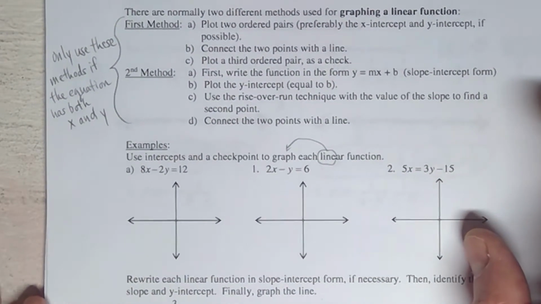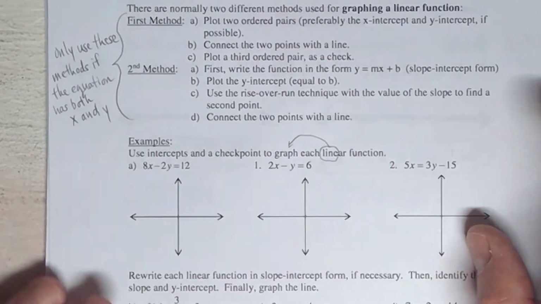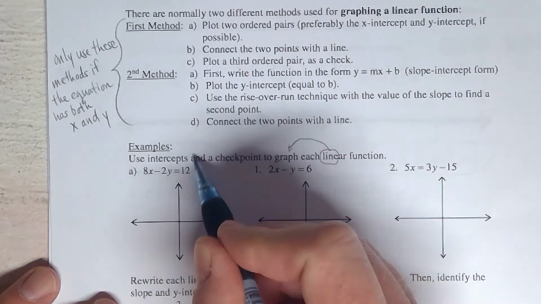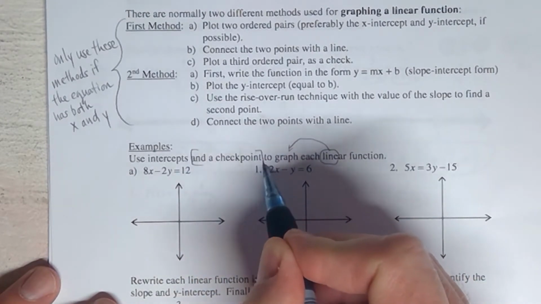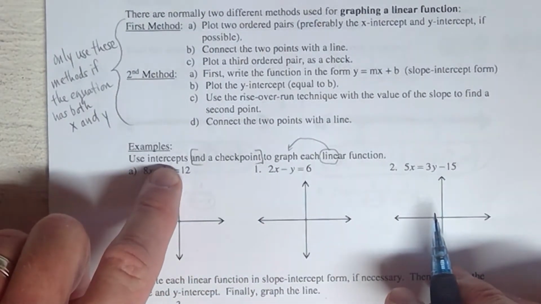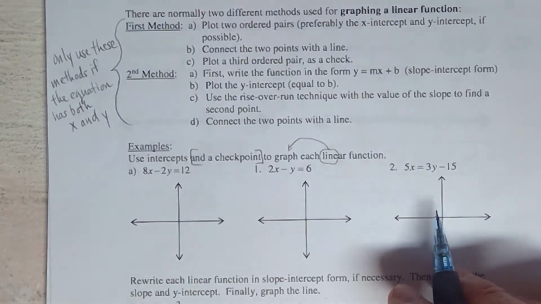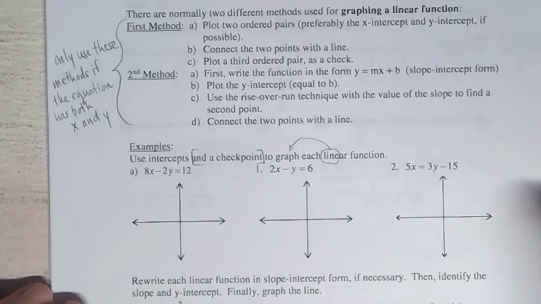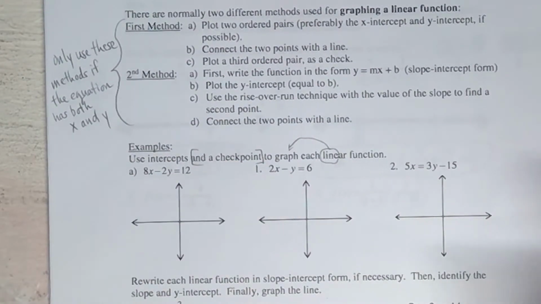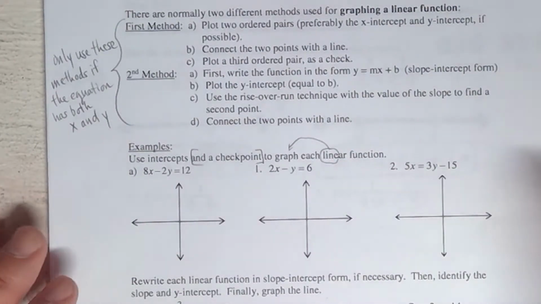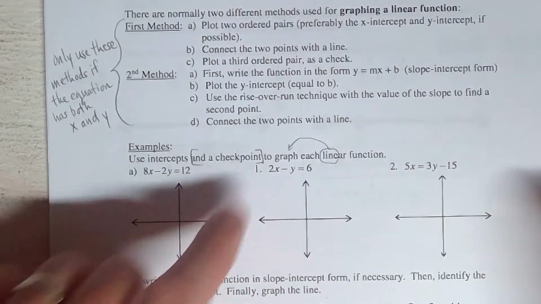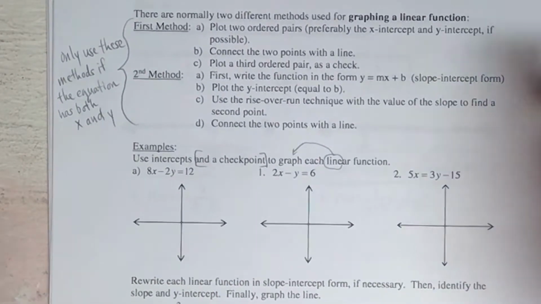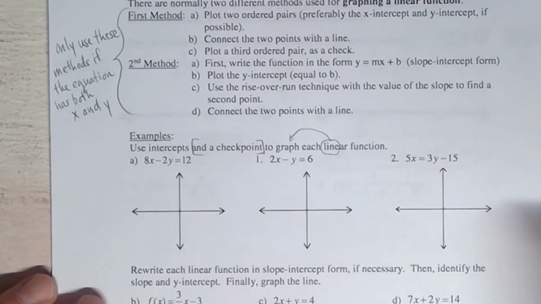All right, so we need to graph these things. It says use intercepts and a checkpoint. I want to stop right there. And a checkpoint, that's an optional thing. You don't have to do that because the intercepts are going to give you 2 points. And remember what I just said a few minutes ago. When you have 2 points, that's the minimum number of ordered pairs that you need in order to graph the line. And so the checkpoint would be a third point that's just kind of like an extra point just to make sure that everything's going along the same straight path like a line is supposed to. But that's completely optional, all right? It's just an extra thing that you can do just to make sure that everything looks right.